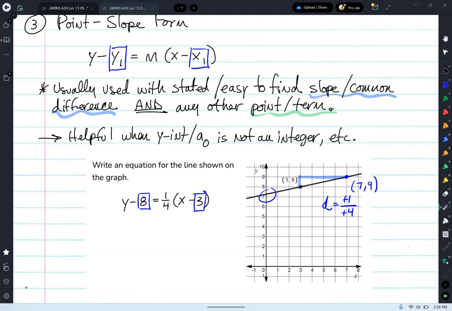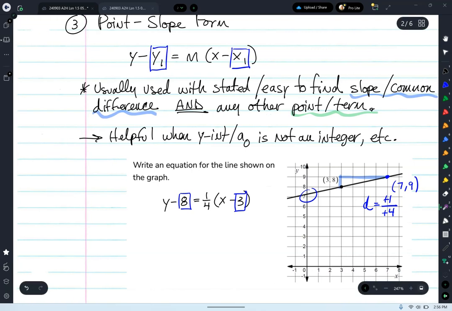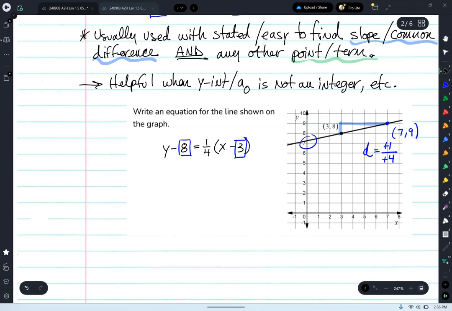Well, let's do this. Just for the fun of it, let's do a little divider here like that, because I chose to use the 3-8 point, but we found our common difference using the 7-9 point, which means it's on the line. We wouldn't be able to find the common difference if it wasn't on the line. So why don't you write the point slope of the equation using the 7-9 point over here? Okay, let's see what you can do. Go for it.